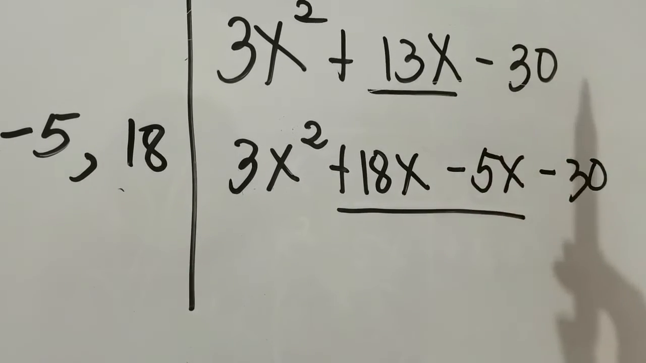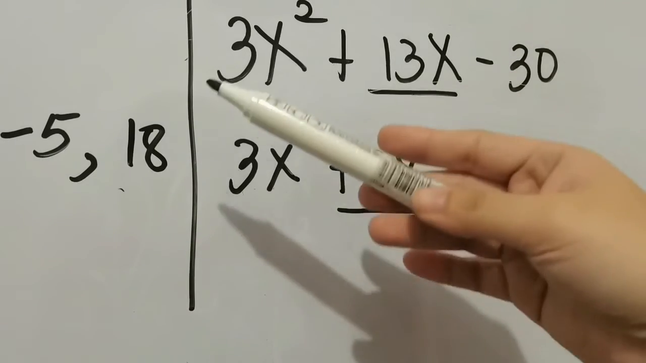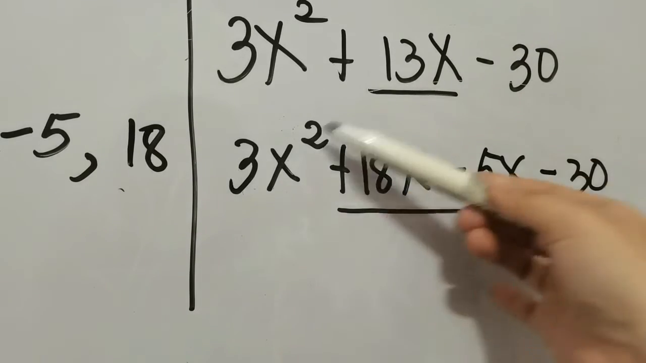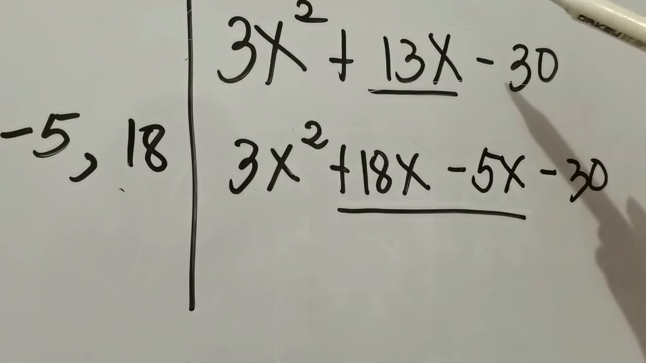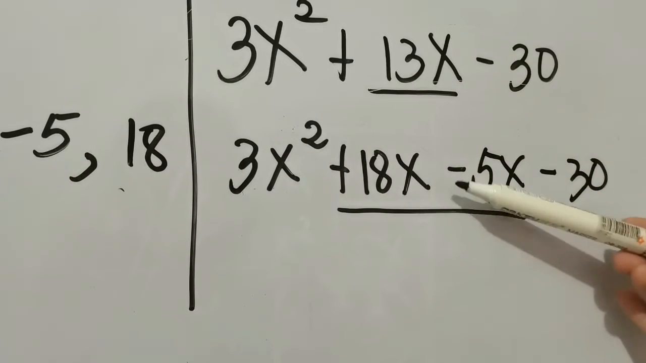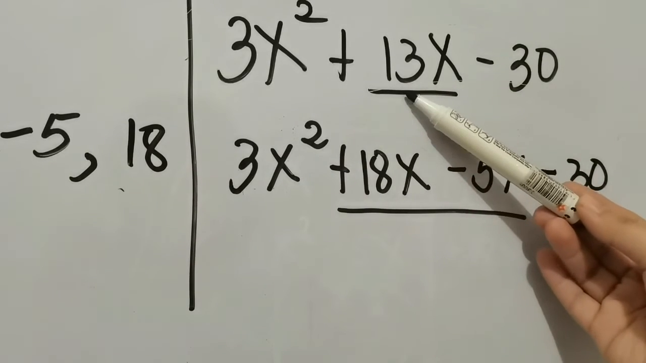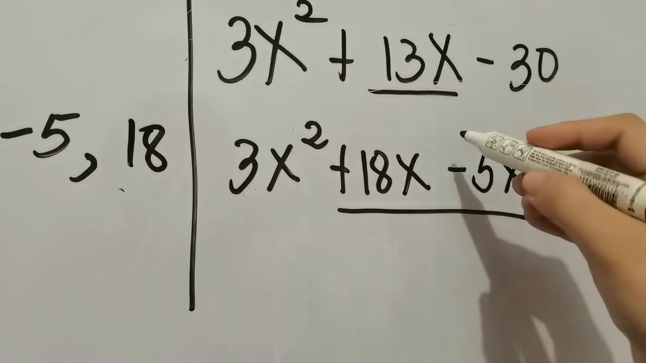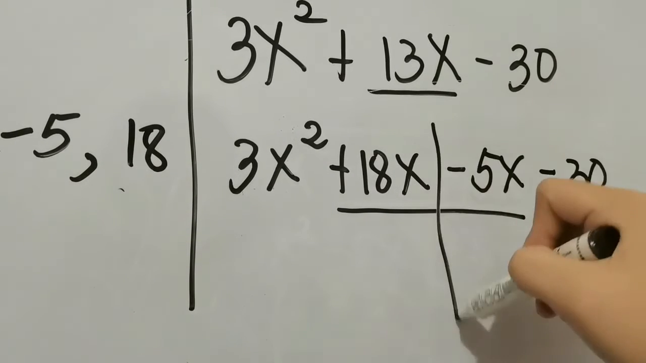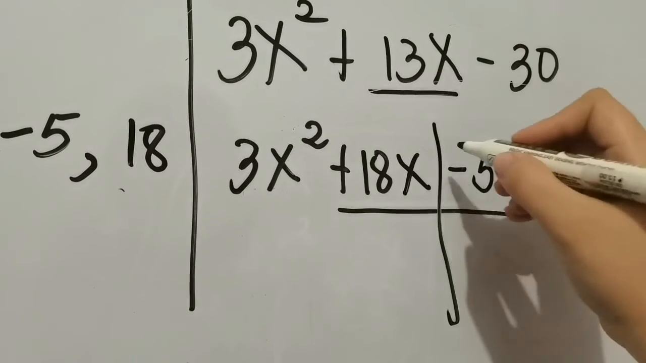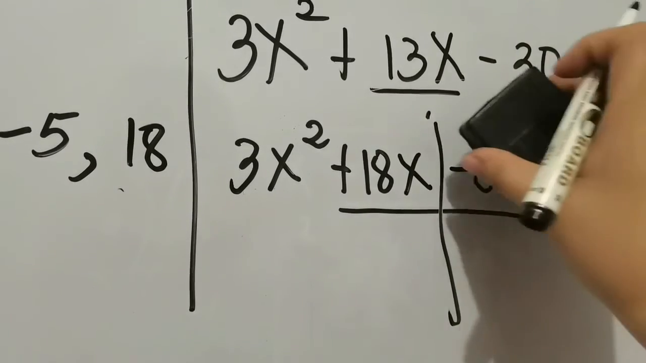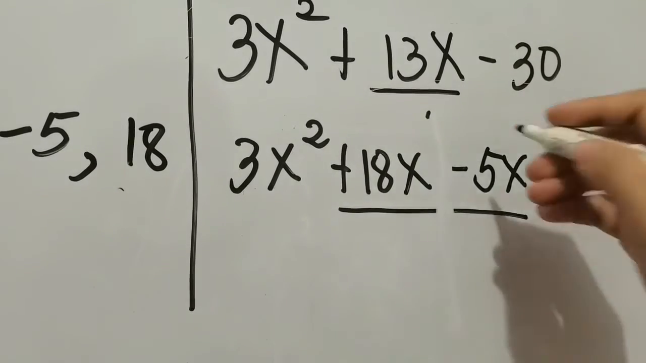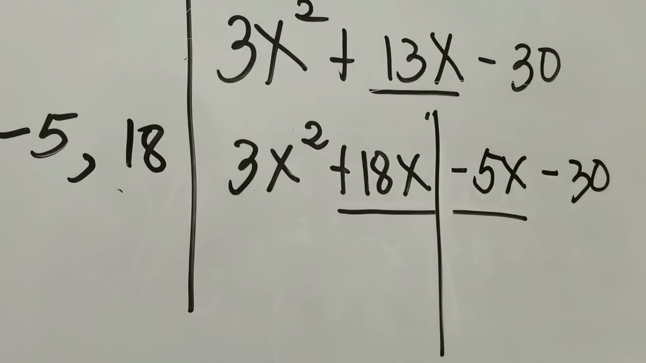Notice natin yung first trinomial is the same with the second polynomial, because 18 minus 5 is equal to 13. And parehas lang sila ng equivalent. So, in factoring by grouping, hatiin natin siya sa dalawa. Ayusin natin yung hati. So, hatiin natin siya sa dalawa.